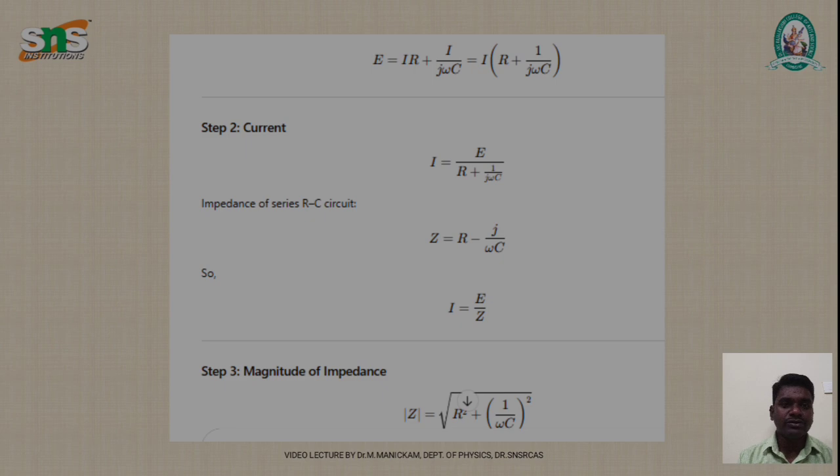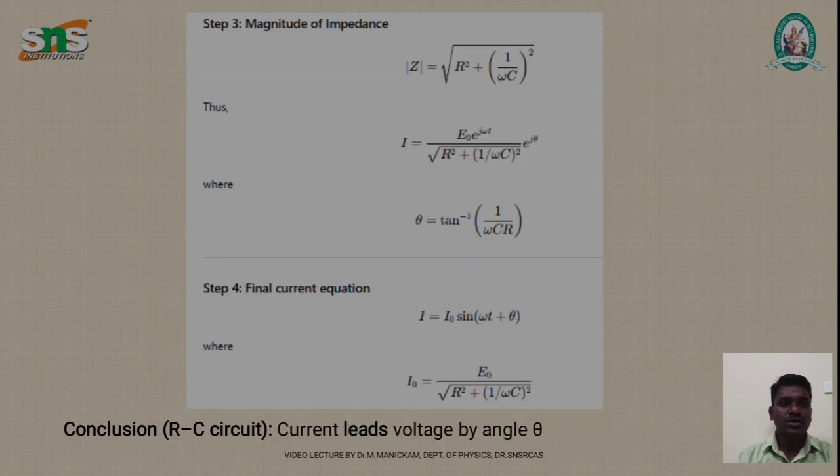Then we will find the magnitude of the impedance. Z is equal to square root of R square plus 1 divided by omega C whole square. This is the impedance value. Then we will get the I value. We can substitute the wave equation here, so I is equal to E naught e power j omega t divided by the Z value, that is square root of R square plus 1 by omega C whole square into e power j theta.